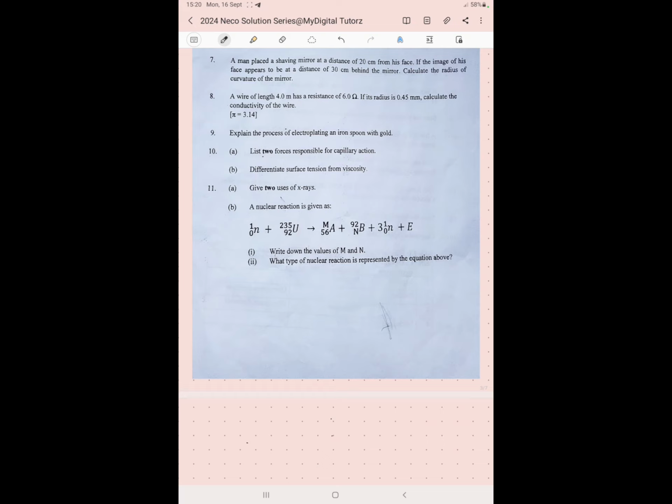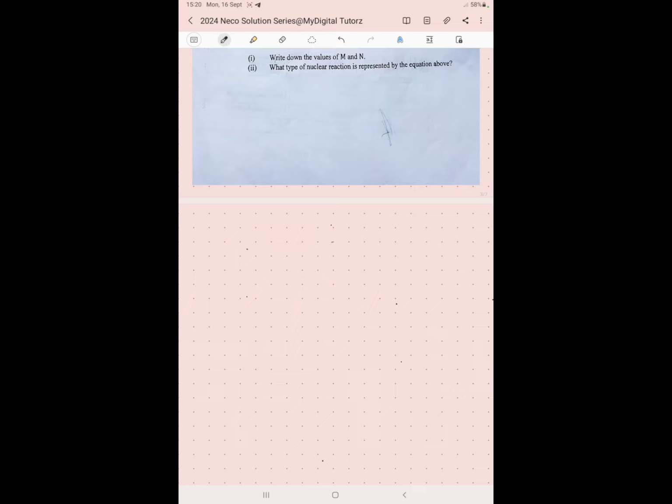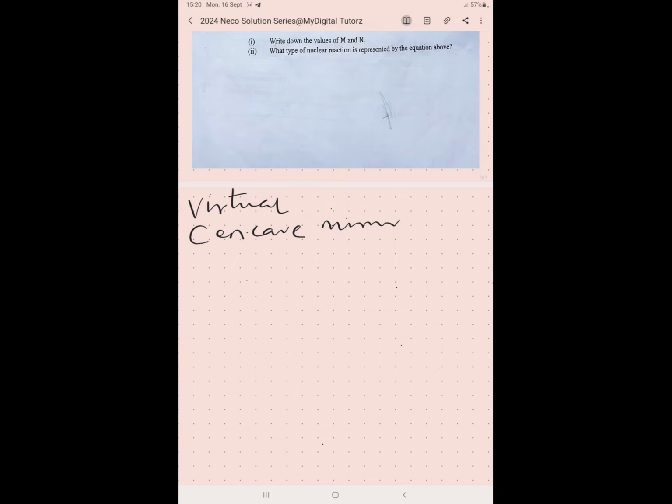Then, what type of mirror do we use for a shaving mirror? That is a concave mirror. When you get these two questions right, then we are good to go. So we said any mirror that forms an image behind is a virtual image. The image is virtual. And for the fact that the mirror is a shaving mirror, that is a concave mirror. So if I've gotten these two facts right, then you are good to go.